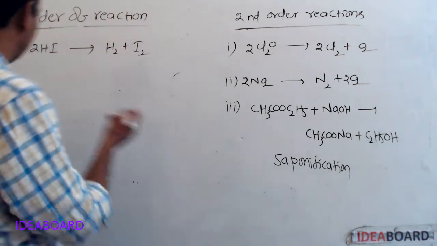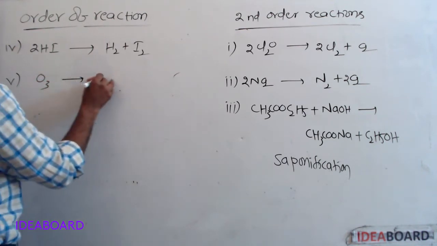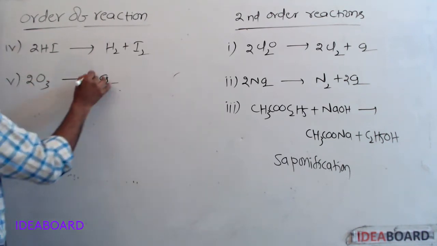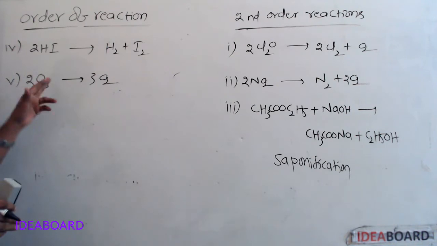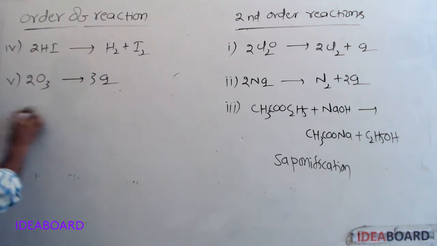Even we can write decomposition of O3 also. O3 on decomposition, O2 is formed. O3 means ozone. Ozone on decomposition, oxygen is formed. It also follows second order kinetics.